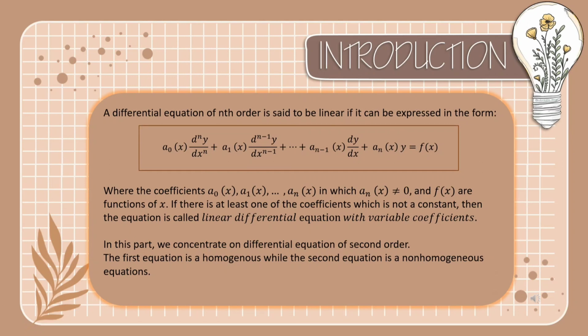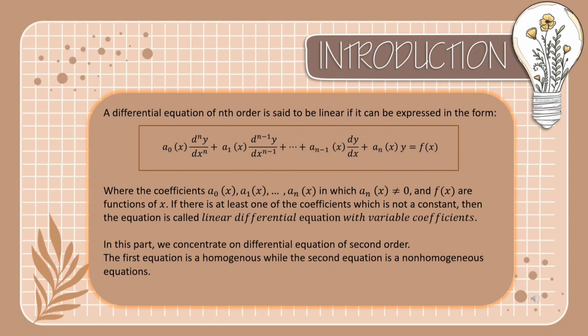Let's get to know what is a differential equation. A differential equation of nth order is said to be linear if it can be expressed in the form a0 d^n y over dx^n plus a1 d^(n-1) y over dx^(n-1) plus ... plus a(n-1) dy over dx plus an y equal to f(x), where the coefficients a0, a1, until an, in which a0 is not equal to 0, and f(x) are functions of x.